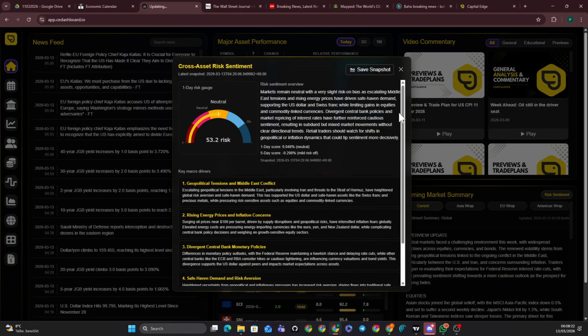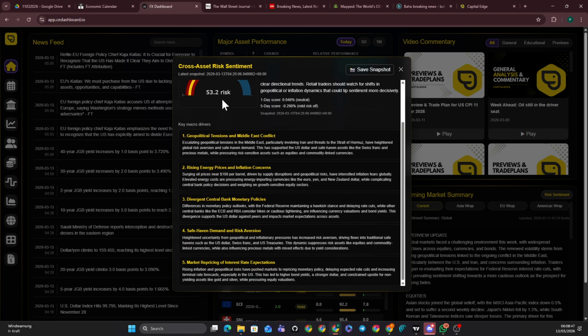Okay, let's move forward. So usually what I do first is check the risk sentiment. This is a very good sentiment model based on many features, so it gives us a very simple output. There's no rocket science in this. So here the current risk sentiment is kind of neutral. So let's look at the key macro drivers.